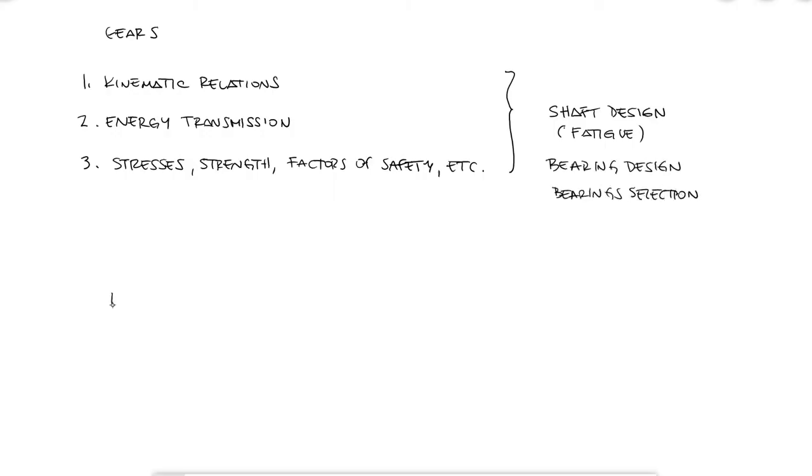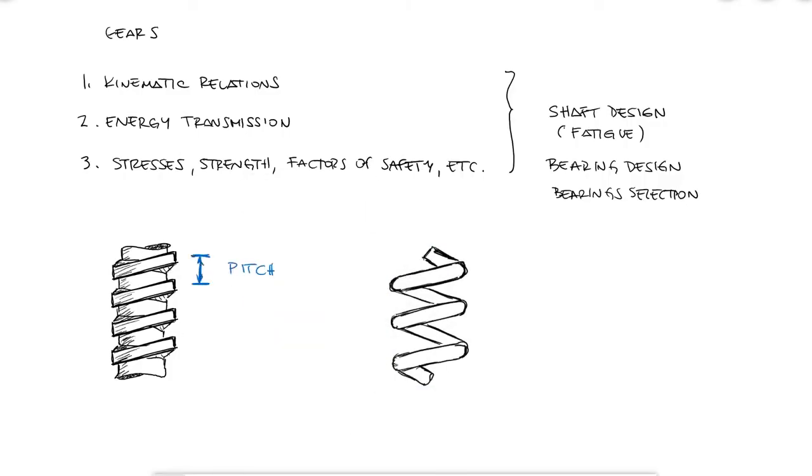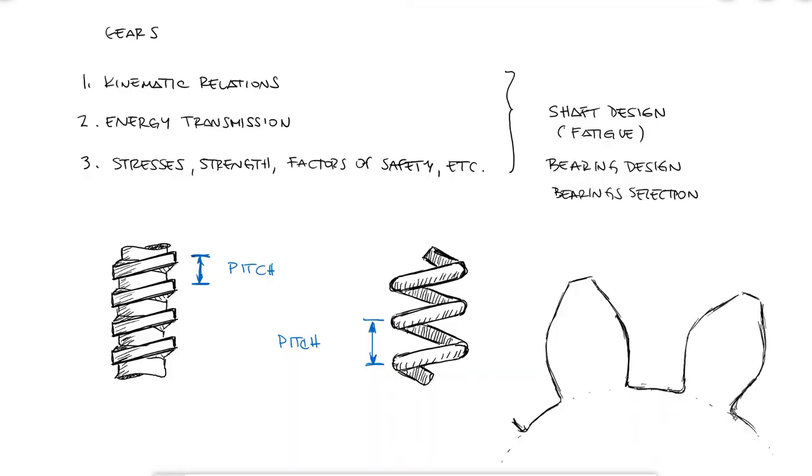After this, we will transition to bearings, which of course is related to the shafts, and that includes bearings design and selection. We've talked about pitch for other components, like screws and springs, and in every case, the pitch refers to a distance between repeating elements, like threads in the case of screws, or coils in the case of springs. If we look at a couple of teeth of a spur gear, where would you define the pitch, or the distance between one tooth and the next?